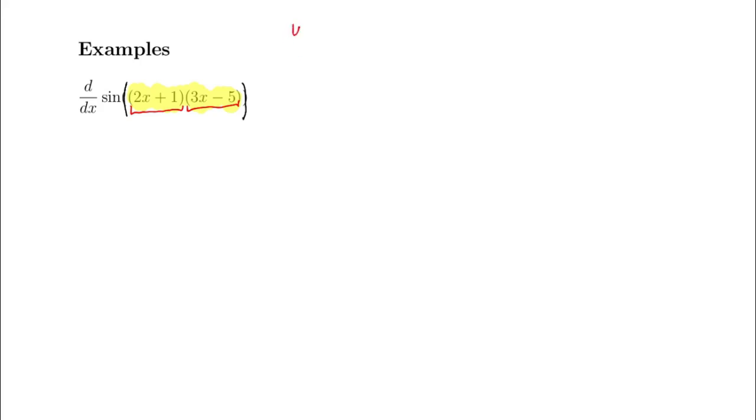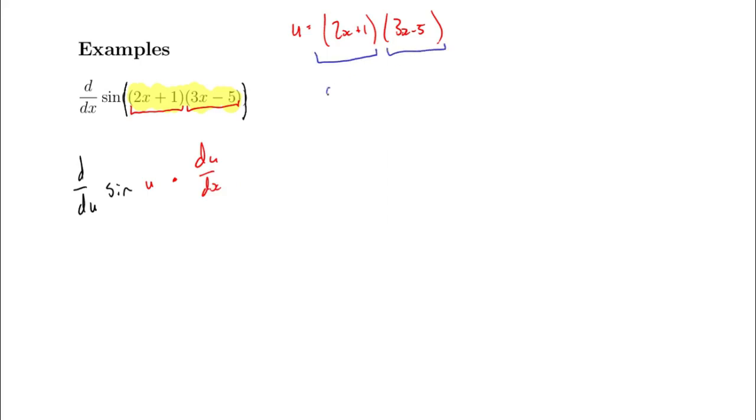So we'll set up u for our composition. We're going to call it 2x plus 1 times 3x minus 5. And now what we'll do is we're going to look at the derivative with regard to u of sine of u. And then we'll multiply that by the derivative of u with regard to x. But notice that when we do this part, we're going to have to do a product rule. So we'll say a is equal to 2x plus 1, b is equal to 3x minus 5. Find a prime, find b prime. Do the product rule. That is going to be du over dx.